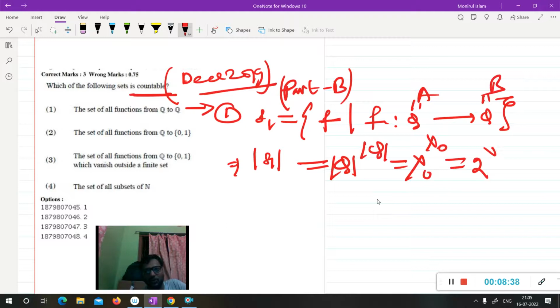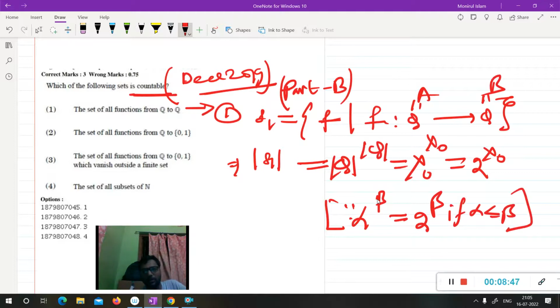Alpha naught power alpha naught will be 2 power alpha naught, because you know the result: if alpha and beta are cardinals, then alpha to the beta equals 2 to the beta if alpha is less than or equal to beta. Now 2 power alpha naught is the continuum, which is uncountable, so this set is uncountable. This is incorrect. Now the set of functions from Q to {0,1}, option 2.